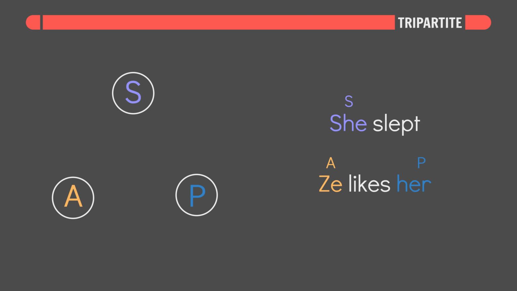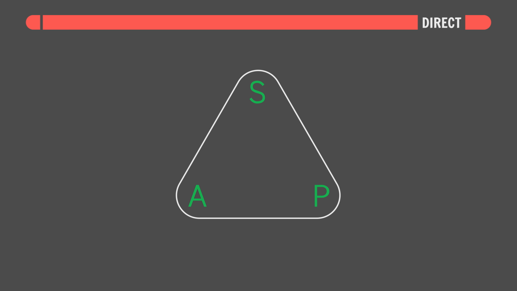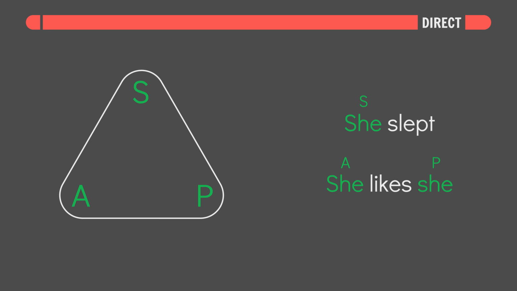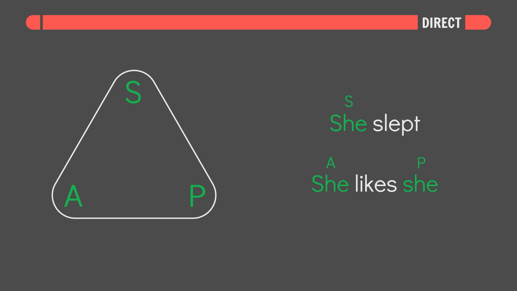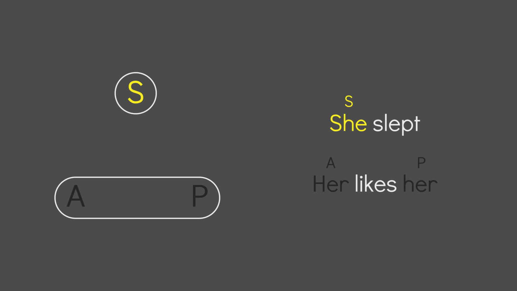Think she slept, Z likes her. FYI, direct marking is also something that might crop up here in a marginal way. S, A and P all receive the same marking, or lack thereof. She slept, she likes she. You could also get this, she slept, her likes her. Although I'm pretty sure this alignment is purely hypothetical, but it might be fun to mess with it.